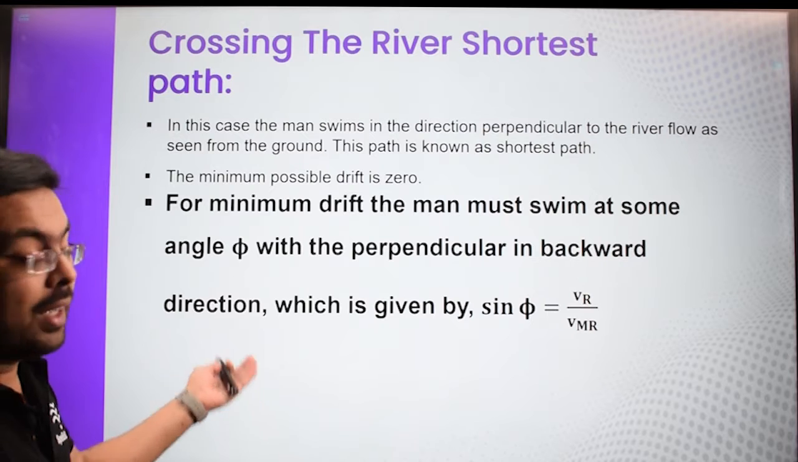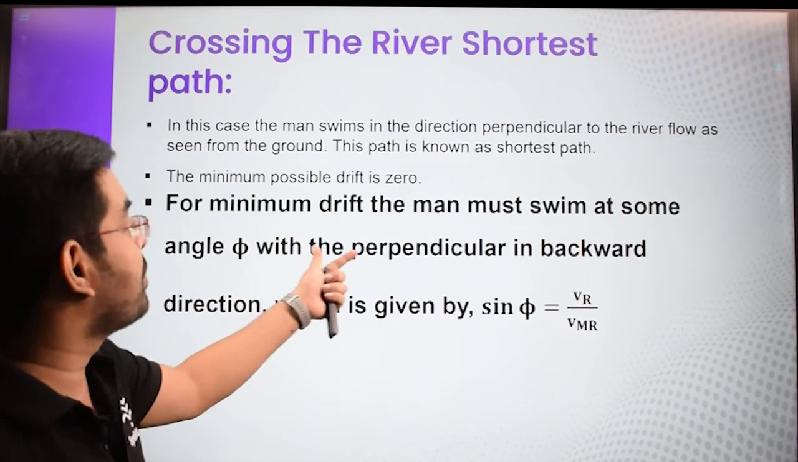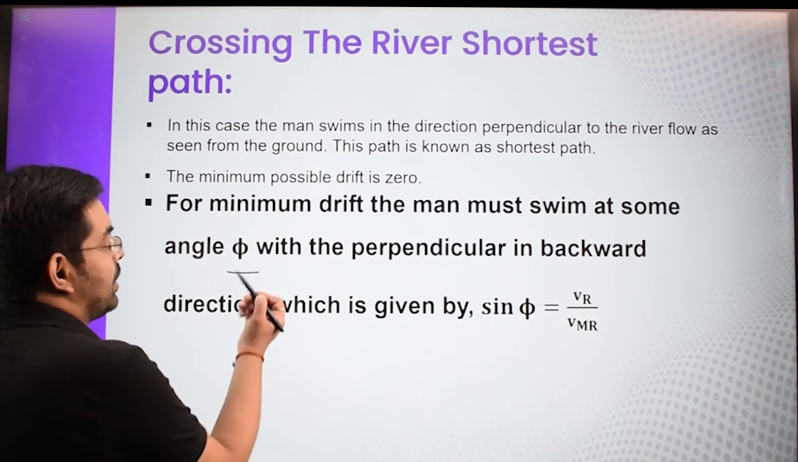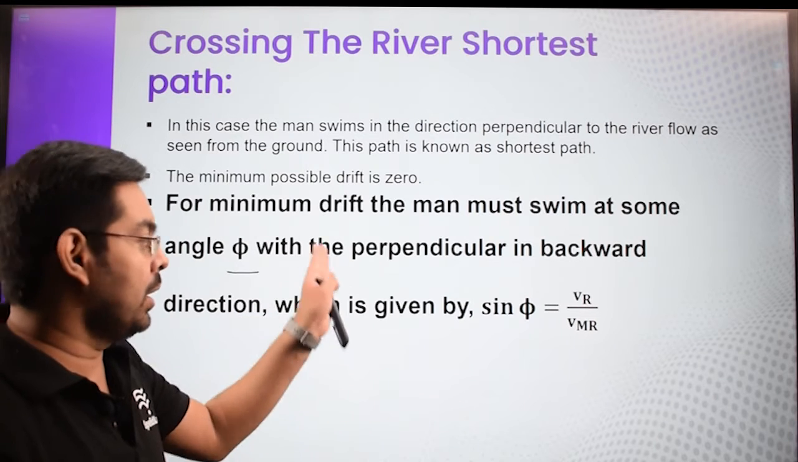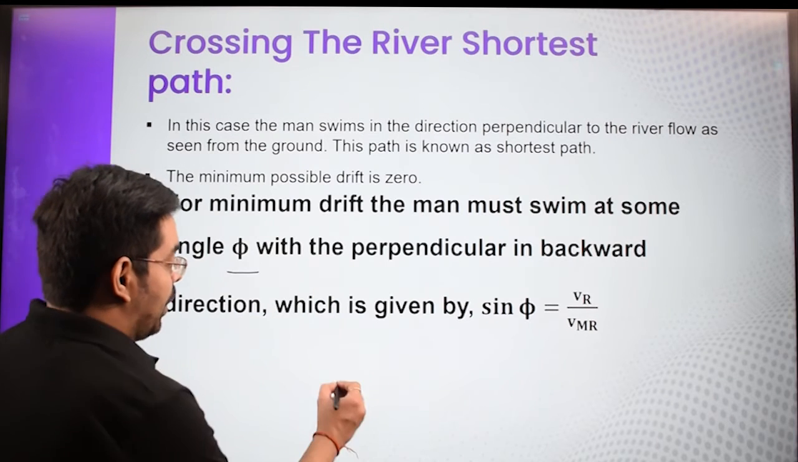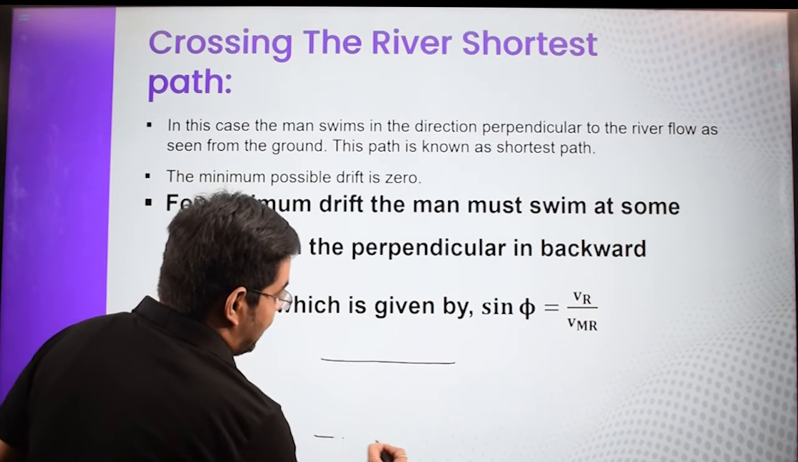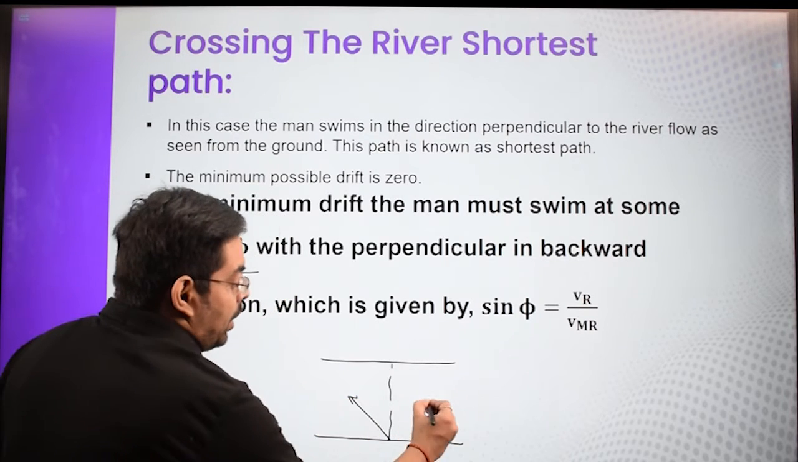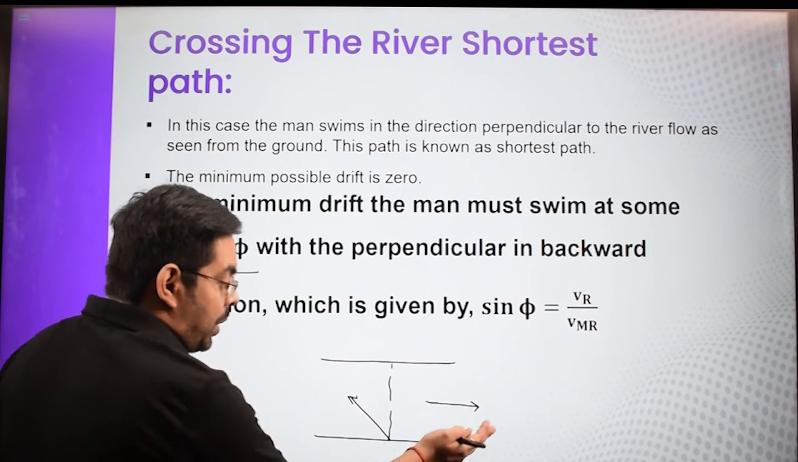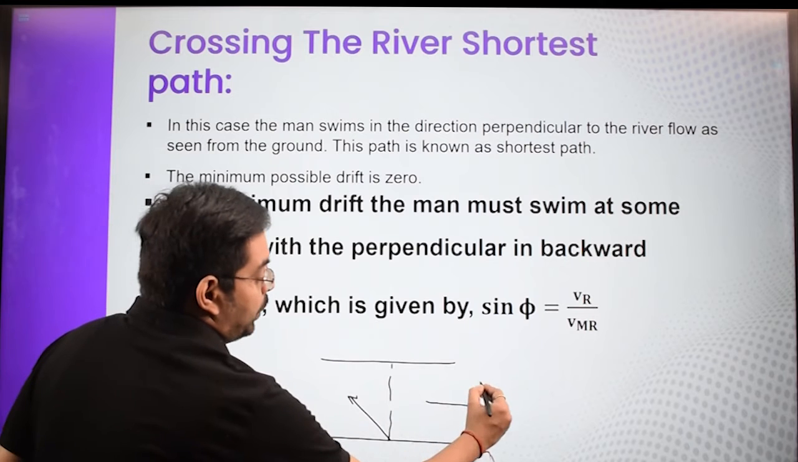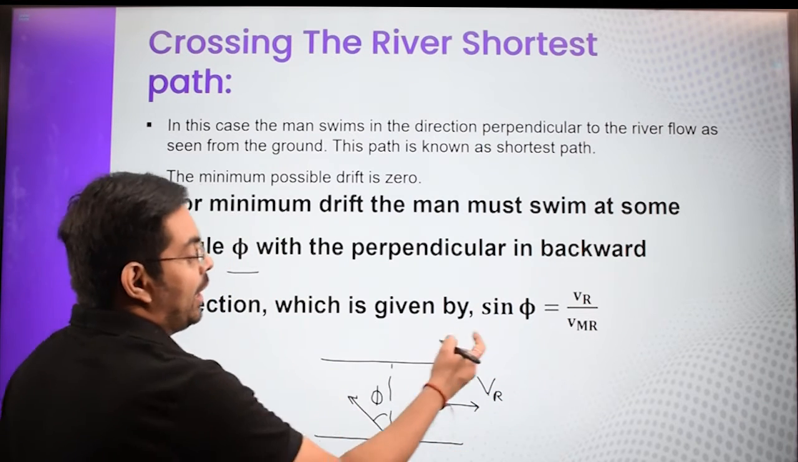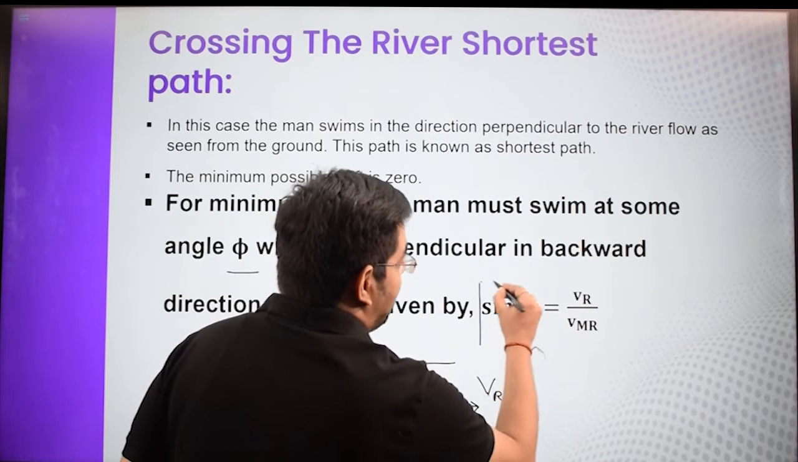So again I have written this point again. For minimum drift, the man must swim at some angle phi with the perpendicular in the backward direction. What it means is, in the backward direction means at some angle like this, backward with respect to the river flow. Okay, this angle is phi, and the value of phi is calculated from here.